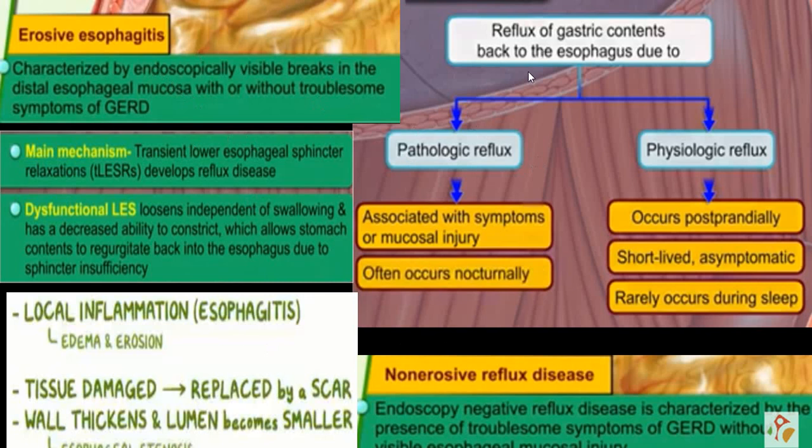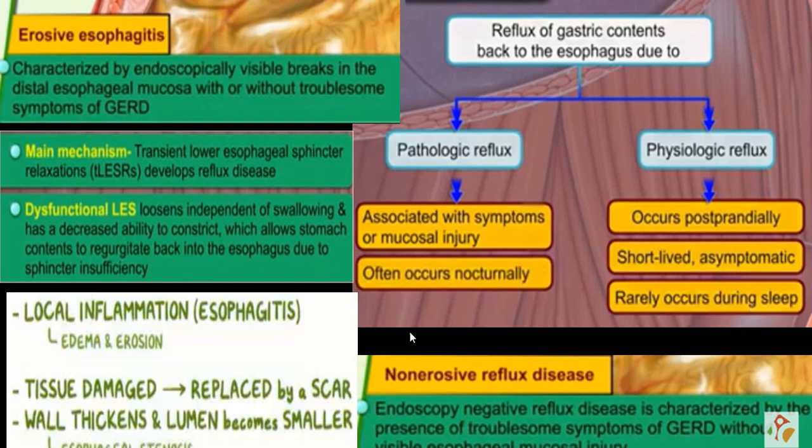reflux of gastric content back into the esophagus, due to pathological reflux or physiological reflux. Pathological reflux is associated with symptoms or mucosal injury. It often occurs during night time because the person is in a recumbent position. Physiological reflux is usually after taking a heavy or large meal. It is short lasting, by and large asymptomatic, and rarely occurs during sleep.